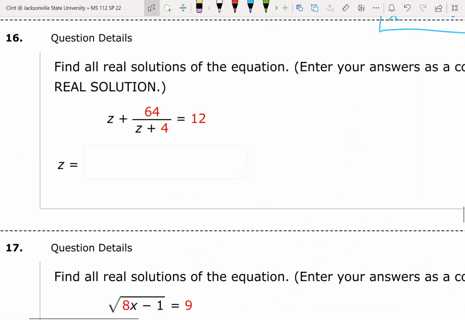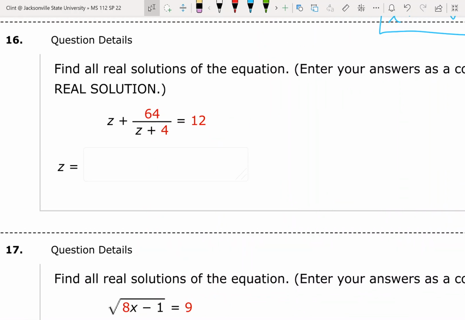Okay, 16. Let's find all real solutions. We have a rational equation, because we've got a variable in a denominator. So if we have a rational equation, we want to multiply through by the least common denominator. So what's our least common denominator going to be on this one? We've only got one denominator, so it's just z plus 4.